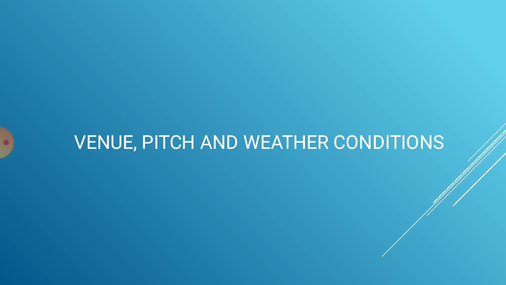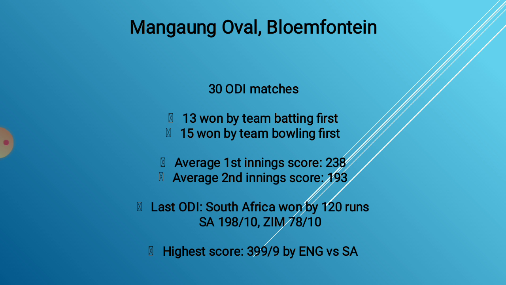Now, a bit about the venue, pitch and weather conditions. The second ODI will take place at Manungan Oval in Bloemfontein. South Africa have lost only 4 of the last 17 ODIs that have been played here. But Aussies have beaten South Africa twice in their 3 ODIs at Bloemfontein. But the latest of those matches was way back in 2002. If you look at the last 30 ODI matches, well then 13 have been won by team batting first and 15 won by team bowling first. Average first innings score is at 238 and second innings at 193.